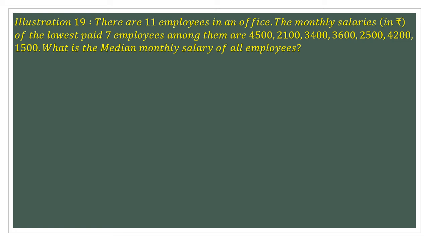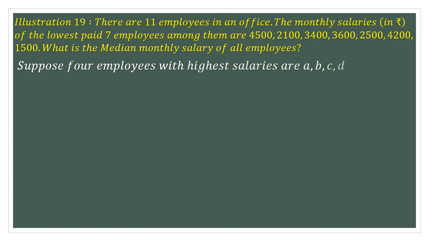Okay, now we have to calculate the median salary of all the employees here. So how are we going to do that? First of all, the lowest paid 7 employees are given. That means the remaining 4 employees are the highest paid employees. So the highest paid employees we will assume as A, B, C and D, in ascending order, of course. So suppose the 4 employees with the highest salaries are A, B, C, D.